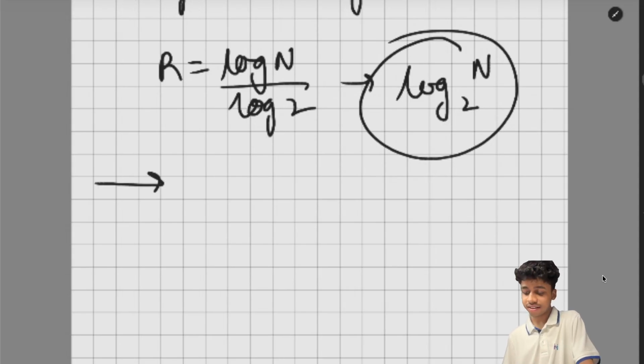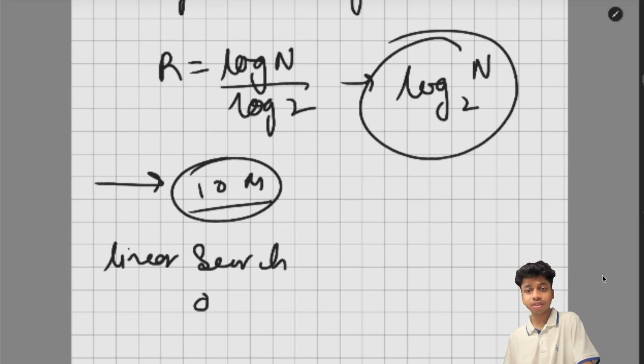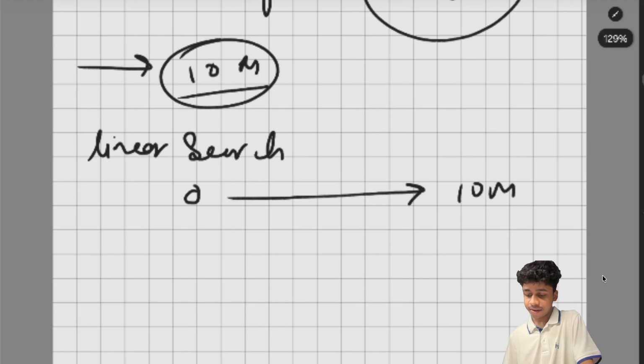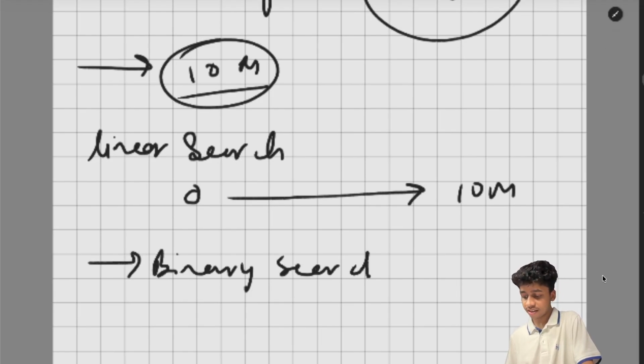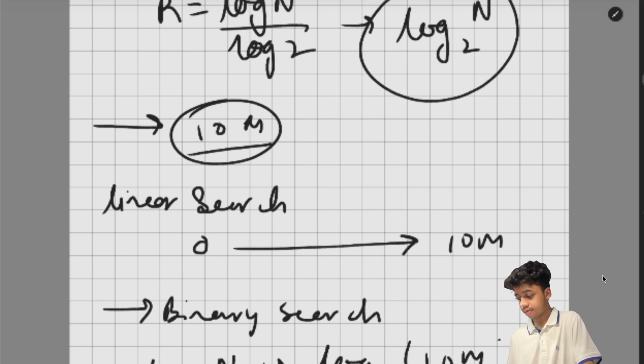Suppose you have 10 million elements in an array. In the worst case, linear search goes from 0 up to 10 million. But in binary search, it goes up to log base 2 n. What is log base 2 of 10 million? Let me find this.